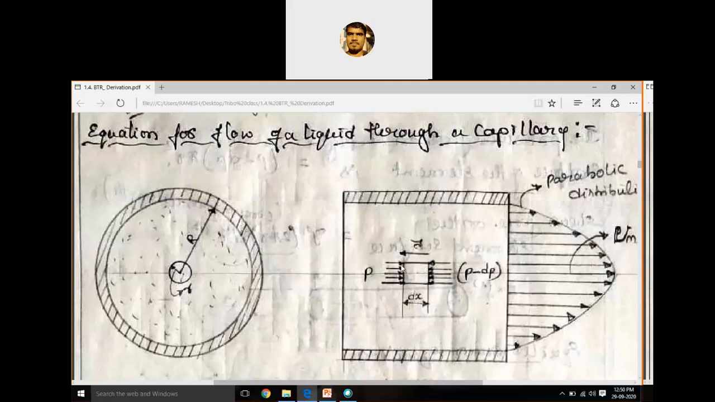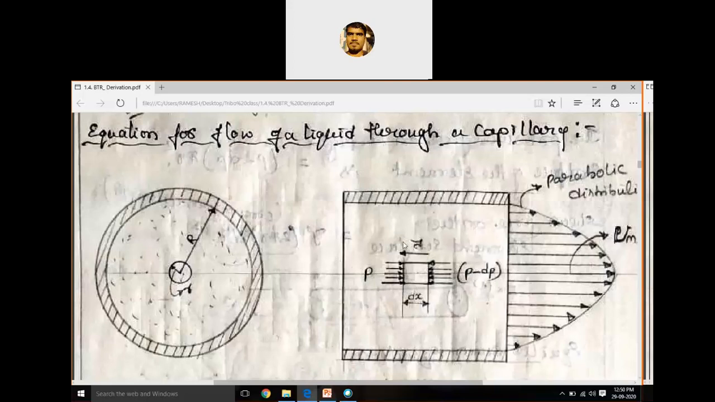Consider a small imaginary element, like a small capillary element, having a small radius r, where r is the radius of that imaginary element and dx is its length, and it is at equilibrium. Equilibrium means all the forces are balanced: right hand side force equals left hand side force, top force equals bottom force. That is what equilibrium means.